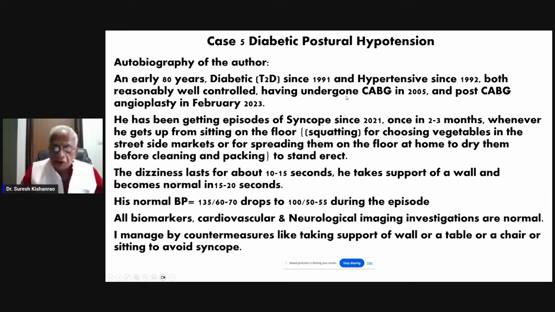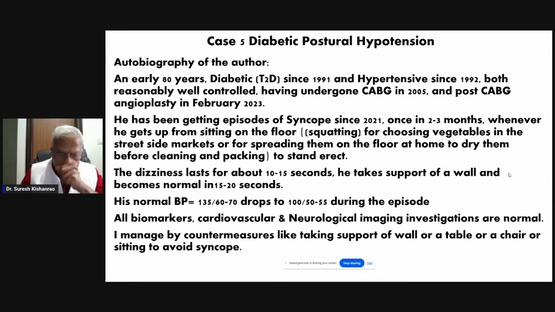I had CABG and post-CABG angioplasty just a year ago. There are occasions where I get these episodes once in 2 to 3 months, particularly when I sit on the ground floor, when I go for shopping, particularly vegetables in the rural areas. They are sitting down, so you need to kneel down or sit down to pick up.